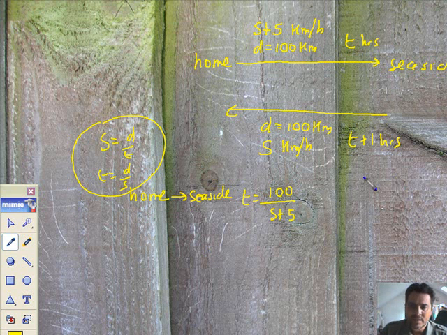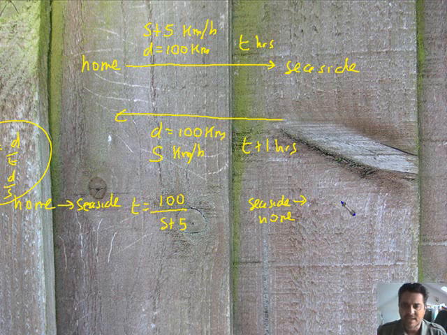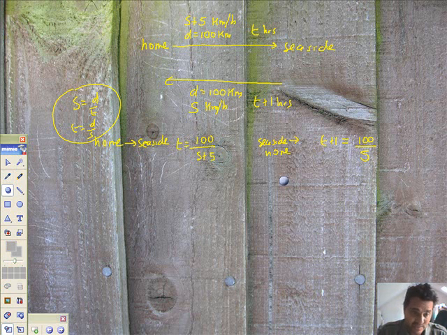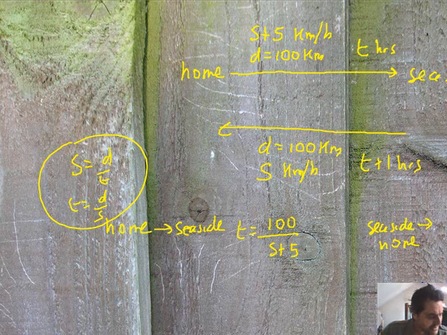Alright? Now we're going to go the other way, from seaside to home. And here the time is t plus 1 equals the distance, 100, all over the speed, which is, sorry, not 5, s. Now, I hate questions like this where s's and 5's are used together because they can be really difficult to see. So that is an s, kilometres per hour. Okay, that's part A done.